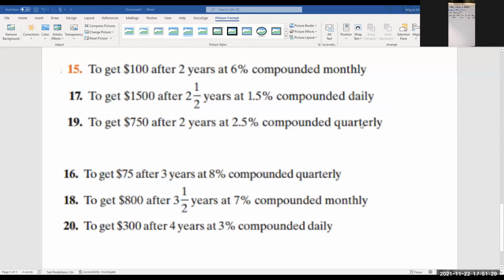So these are typical examples of looking for present value, knowing the future value. So let's work, for example, the number 17: to get $1,500 after 2.5 years at 1.5% compounded daily. And we can try number 18: $800, 3.5 years, 7% monthly. So let's try those two.